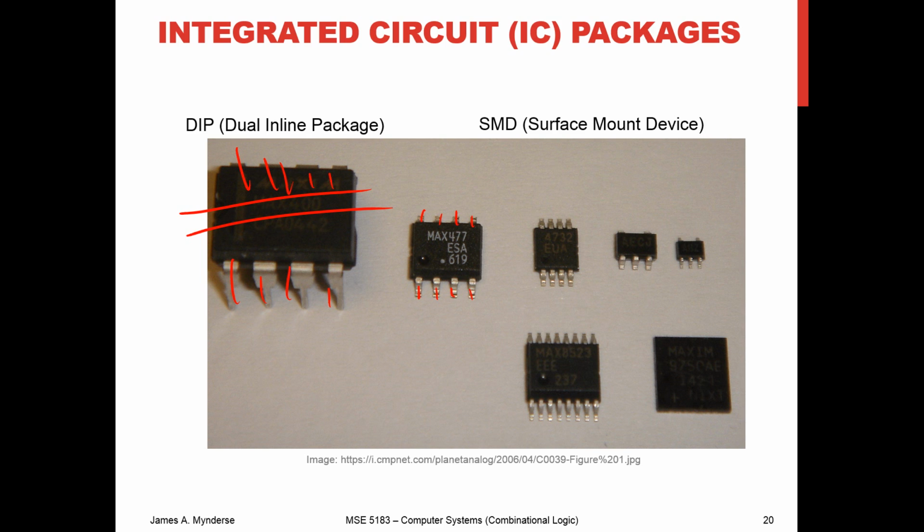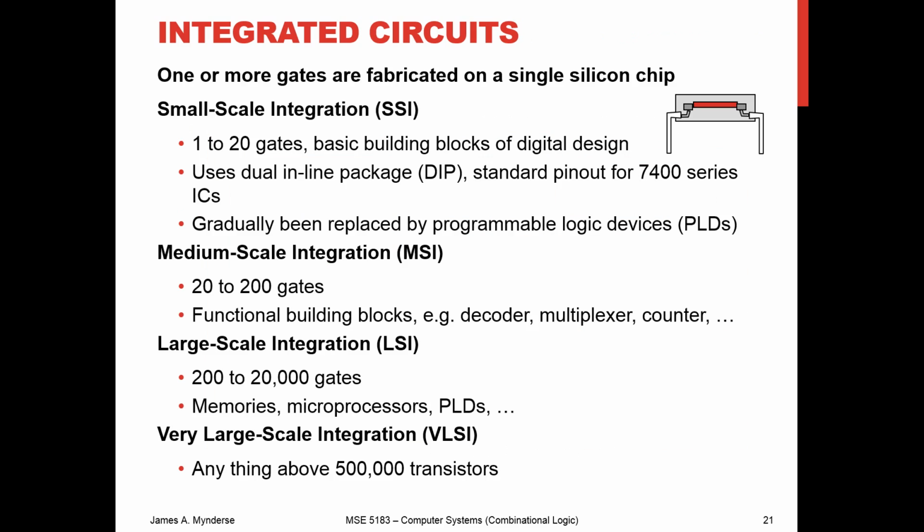What goes inside it? Well, it kind of depends on the sizing that you're talking about. I've got some numbers here, and I would just say that these numbers are very old at this point. So if you're talking about what's inside one of these chips, we used to say small-scale integration would be somewhere between 1 and 20 gates, which would generally be our dual inline package. That'd be our 7400 series stuff. On the very large size, you can see I've got 500,000 transistors here.